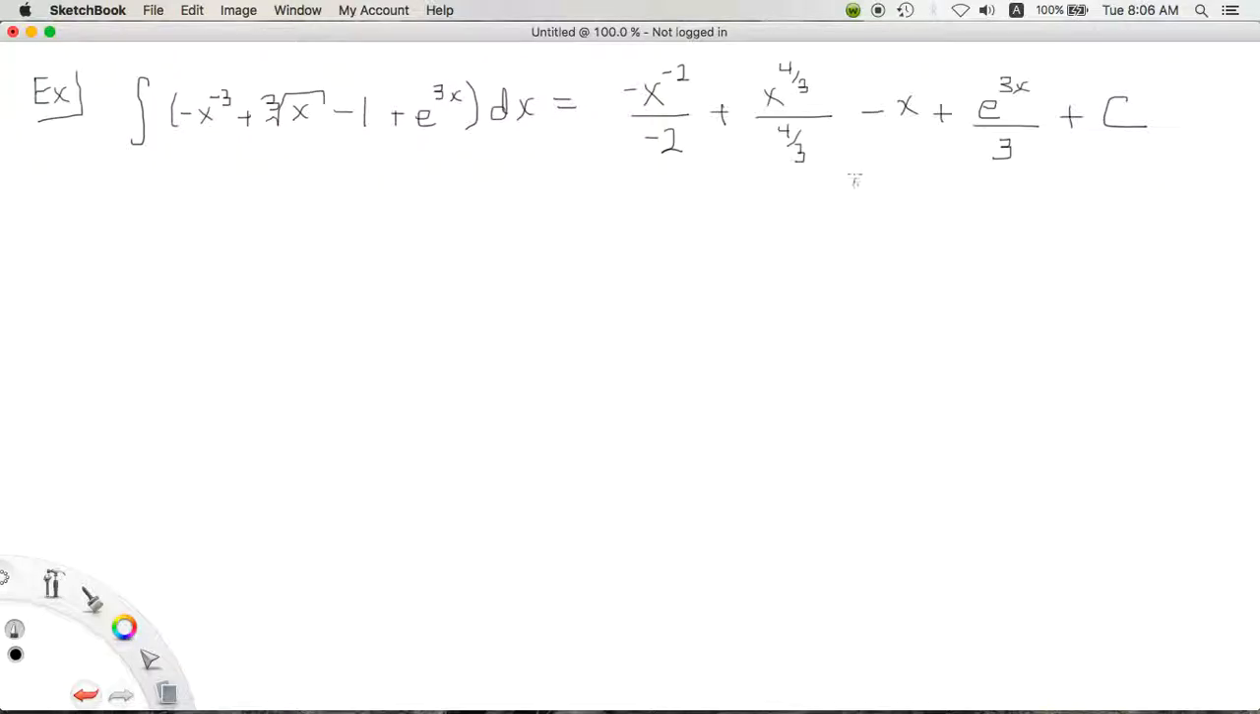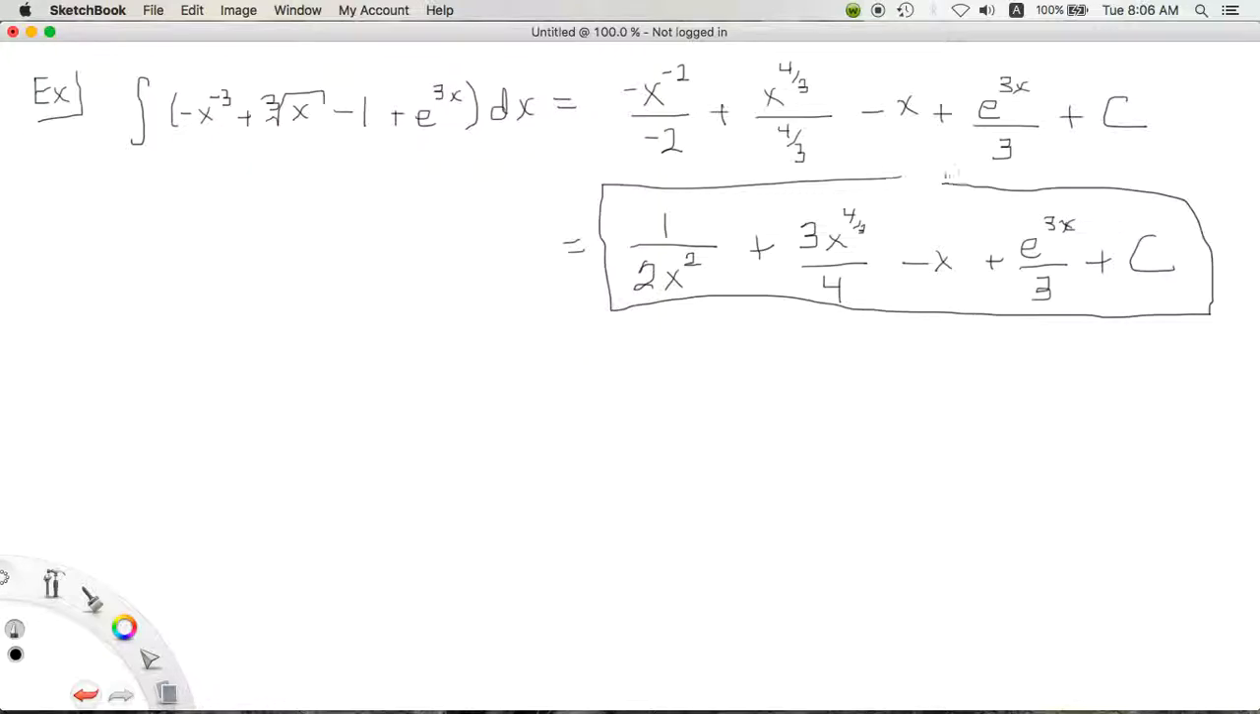Now of course you can simplify this all down. The negative divided by negative makes that go away, and a negative exponent means we put that on the bottom. Divided by 4/3 is the same thing as multiplying times 3/4. So you can clean it up a little bit. But in the end, this is the integral of this function here. So here this equals that. We just take the antiderivative of each individual piece and put our plus c on the end.